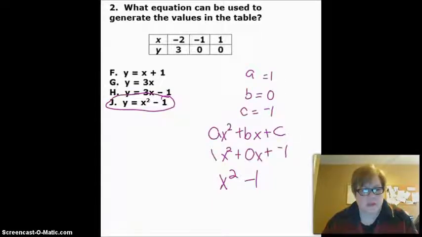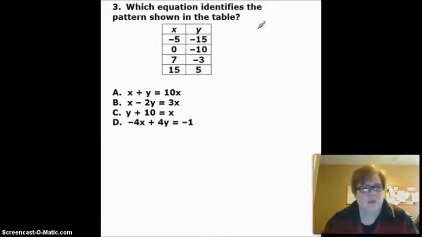Okay, so let's try another one. We have several examples to get through. Which equation identifies the pattern shown in the table? All right, now, again, it's a table, and we have our equations, but you'll notice the equations themselves now are not in the y equals form. So when we go with our calculators, that's always going to give us that y equals form.